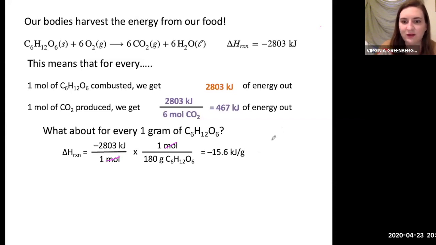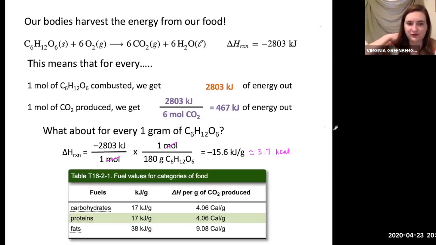So for every gram of sugar that's consumed, we would get out 15.6 kilojoules, which is about 3.7 calories. And so nutritionists are oftentimes looking at the fuel values for different categories of food. So this value here that we calculated, where we have the energy given off per gram, this is what we would denote as the fuel value.